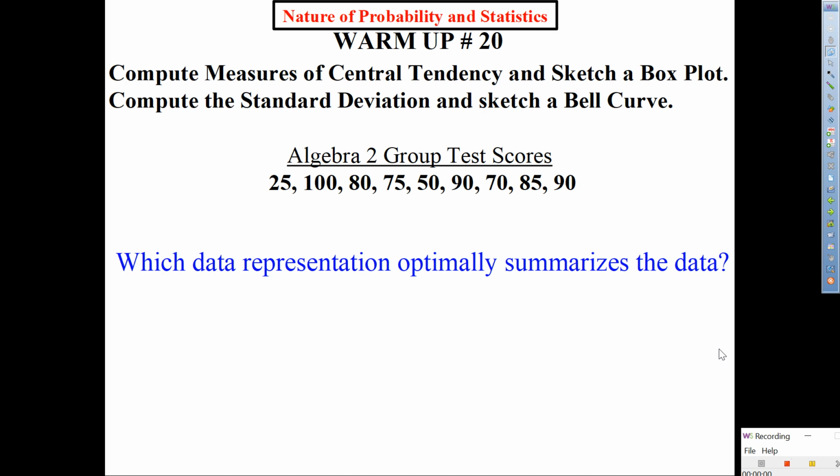Warm-up number 20 is on the screen. There's a couple of things they're asking us to do. Number one, compute the measure of central tendency and sketch a box plot. And second, compute the standard deviation and sketch a bell curve. They give us the information, Algebra 2 group test scores, and they give you the test scores there. Which data representation optimally summarizes the data? So I'll give you guys some time for that. Copy and go.